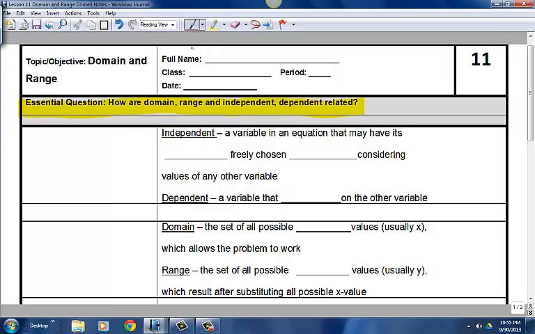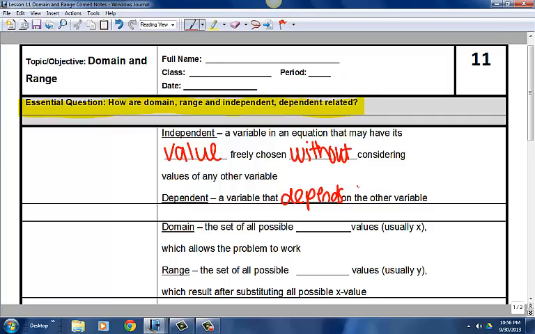So independent is a variable in an equation that may have its value freely chosen without considering values of any other variables. It's most likely your x. Dependent is a variable that depends on the other variable. This is usually your y.